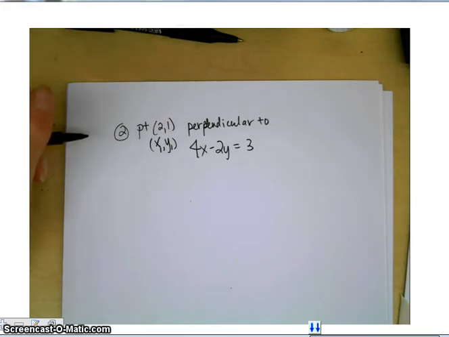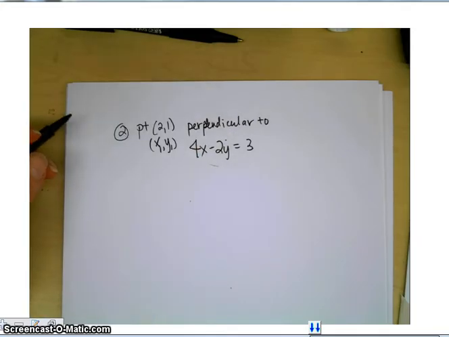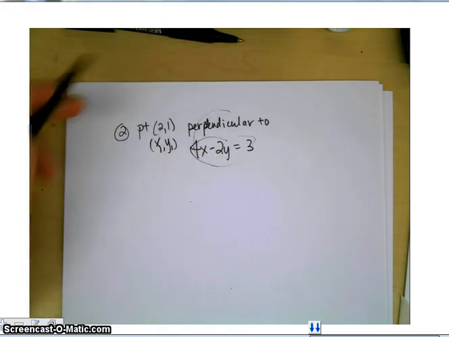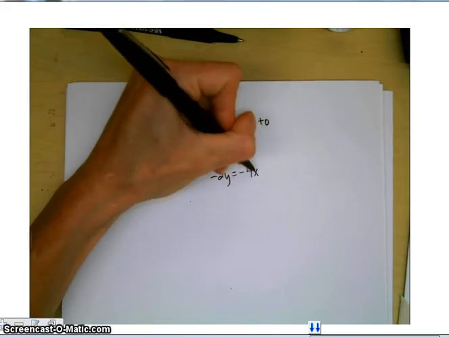Do I know the slope? Can I find it? What information here can get me the slope? The perpendicular to, my line has to be perpendicular to this line. So does this line right here have a slope? How are you going to find it? Move the x over, and then what?